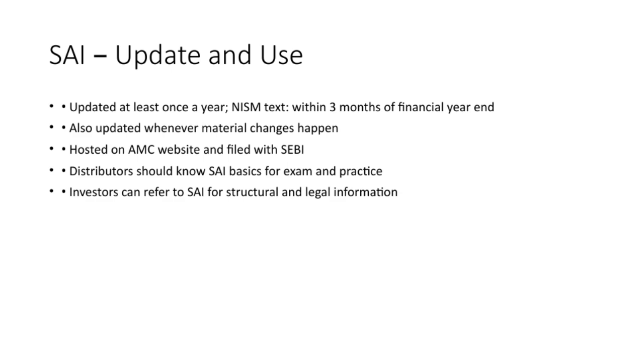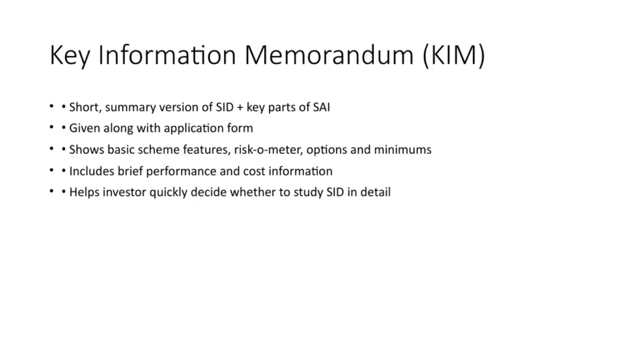transparent, comprehensive information. In this slide, we're looking at a short, summary version of the SID, or Scheme Information Document, along with the key parts of the SCI, which is the Statement of Additional Information. This condensed version is typically provided along with the application form, making it easily accessible for investors.